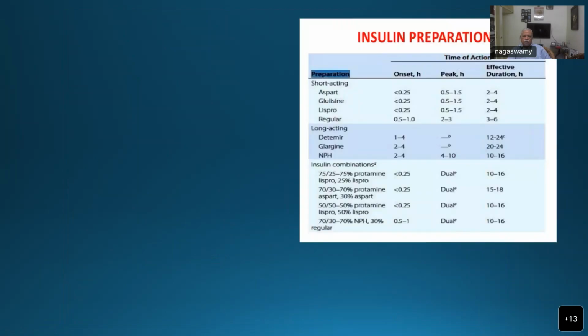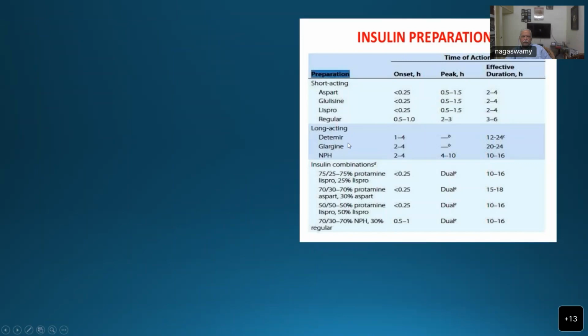And these are the various insulin preparations that we have. They are called aspart, glulisine, lispro, and regular, which are all called short acting. Then there are the long acting ones, detemir and glargine. These are drugs which are given on a daily basis, once a day dosage. Now, the common question they ask you in the examination is, what is the peak action? When is the peak action of detemir and glargine?